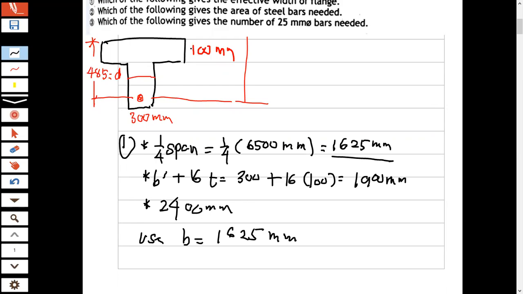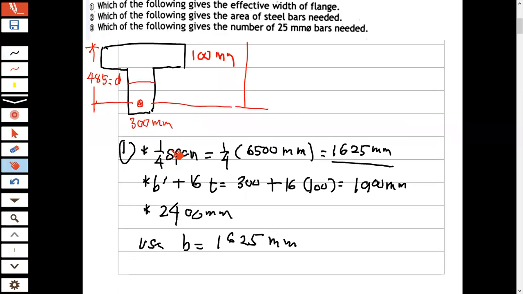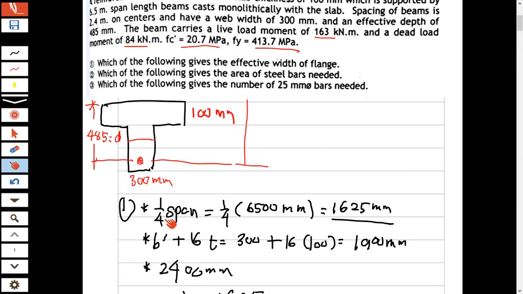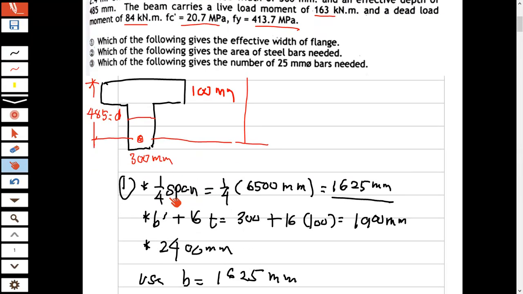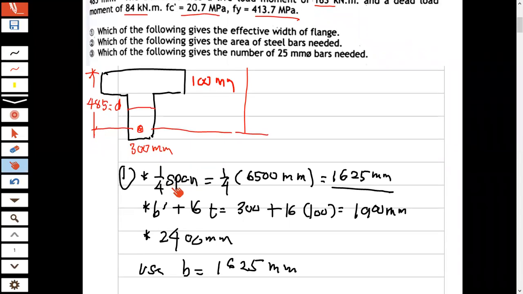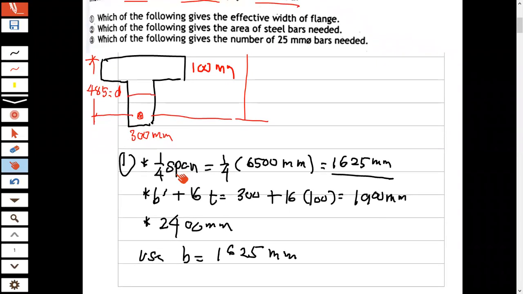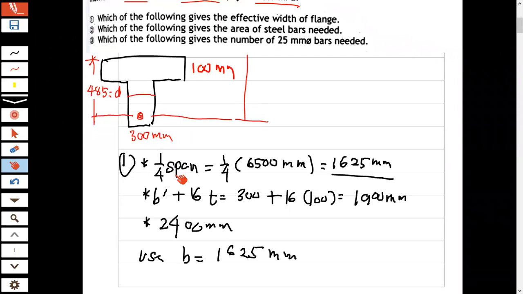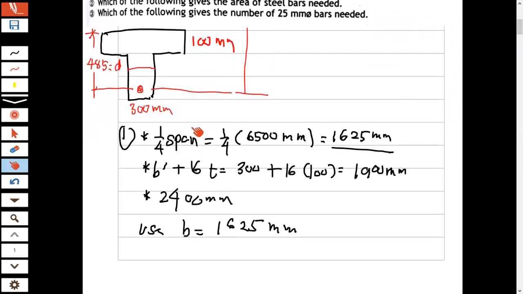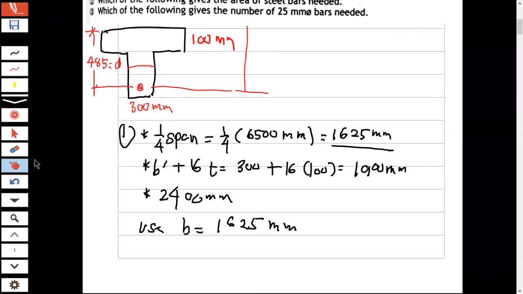Okay, next question. Which of the following gives the area of the steel bars needed? Okay. So how do we compute? Of course, we need to get the area of the steel bar. You need to compute what is the moment. Here, given dead load and live load, the combination, and then the steel ratio. Okay, but we have to check first if a is greater than 100. If a is greater than 100, in that case, we are going to consider T-beam. Okay, so let's see.